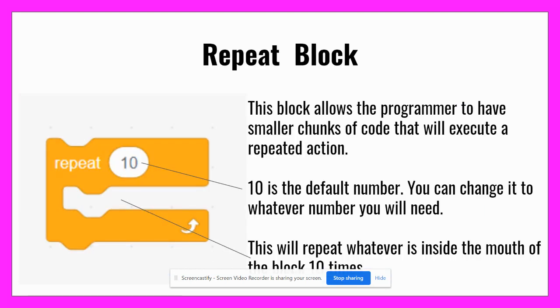One way to simplify the challenge of getting the Scratch Cat to move 100 steps could be to use the repeat block. The repeat block lets you control a lot of multiple steps rather than programming the same blocks over and over again. This block is going to allow you to write code that is less complex, takes up less space, and might be easier to debug. It is important to note that the number 10 is the default number. You can change it to whatever number you need. Also, whatever is inside the mouth of this block is what will be repeated.